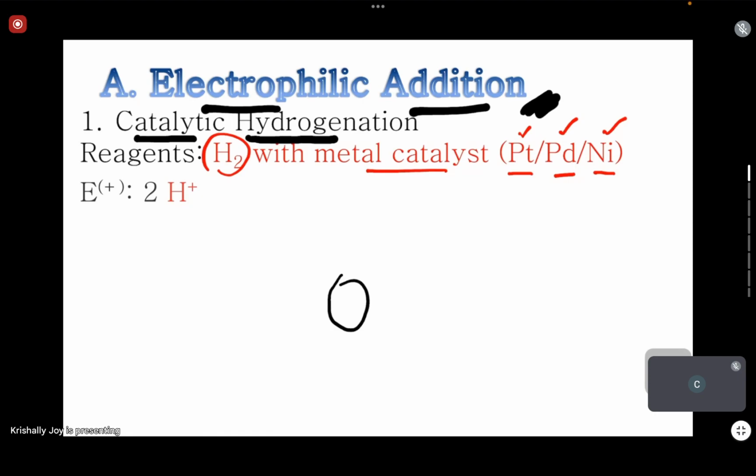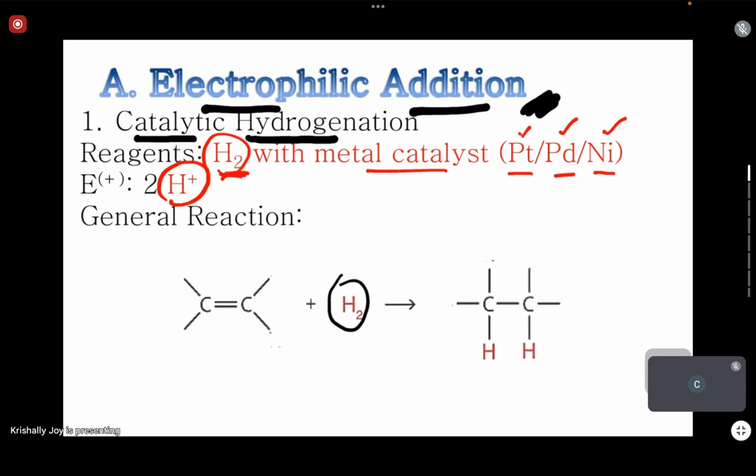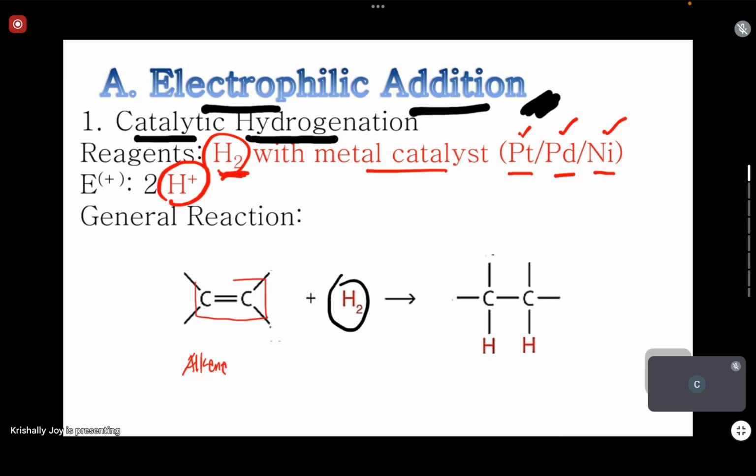Now, using this reagent, the electrophiles that will be added to the alkene are 2 protons, H+. Galing lang sila sa hydrogen. So this will be the general reaction. You have an alkene, any alkene. So hanapin nyo yung double bond. Dun mangyayari mismo yung hydrogenation.